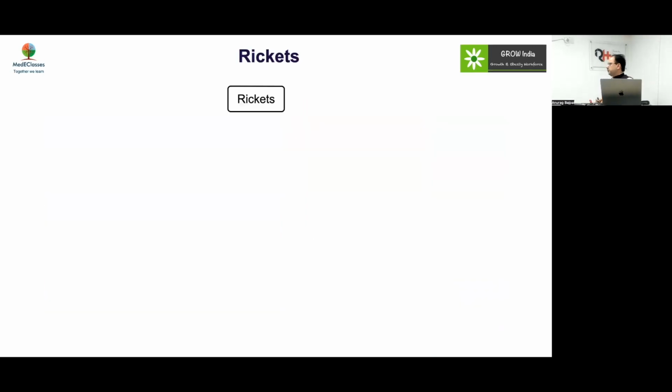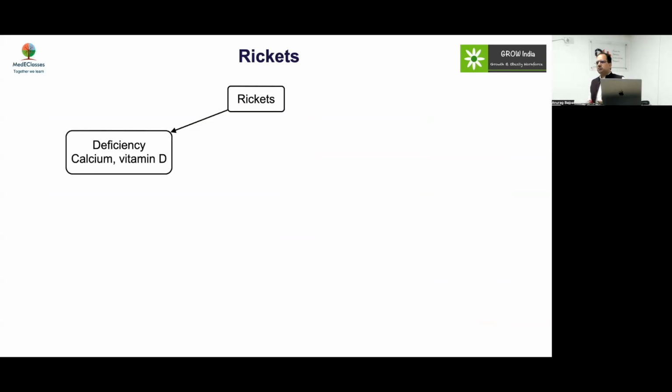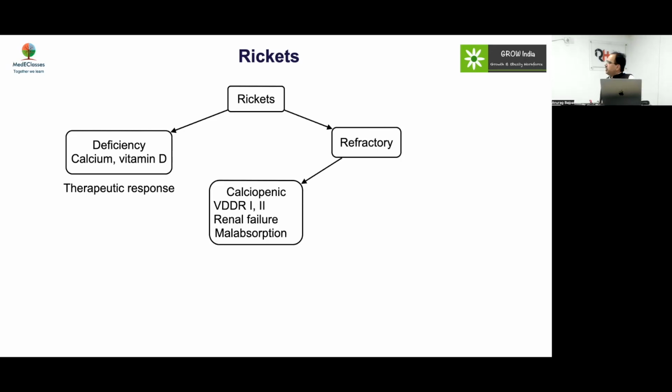So now, based upon that perspective, we can classify rickets into deficiency, which is both calcium and vitamin D, in which you can look at the therapeutic response to rickets. Then it may be refractory, which can be calciopenic because of VDDR 1 and 2, renal failure and malabsorption, which is early onset hyperparathyroidism and hypocalcemia.